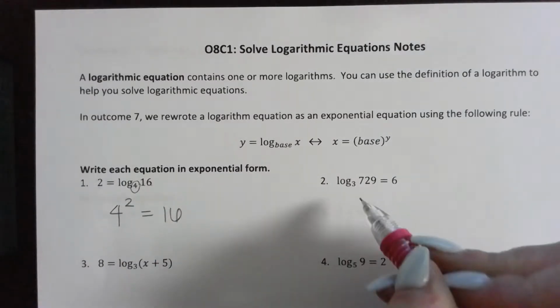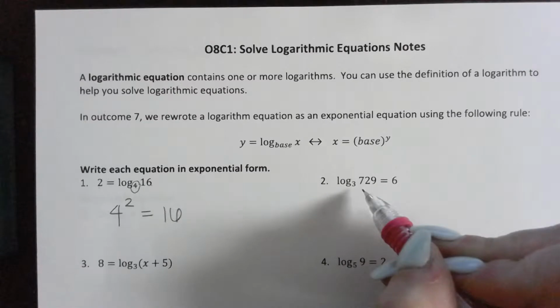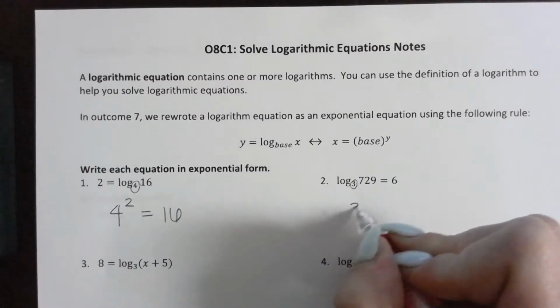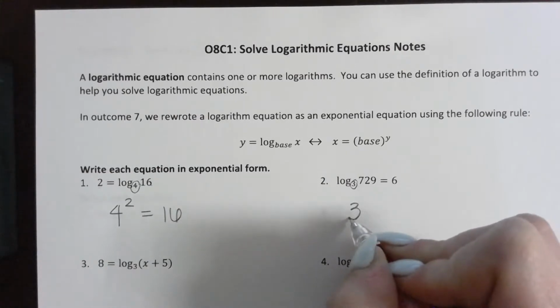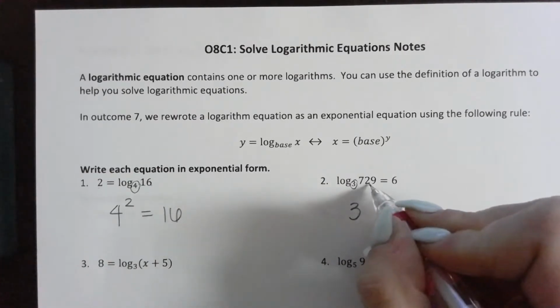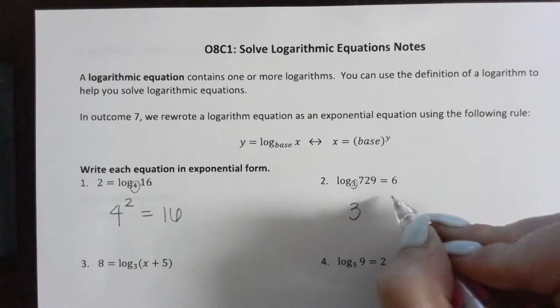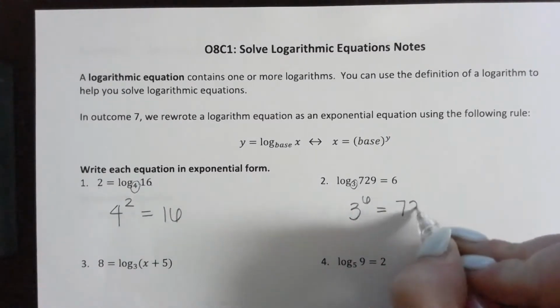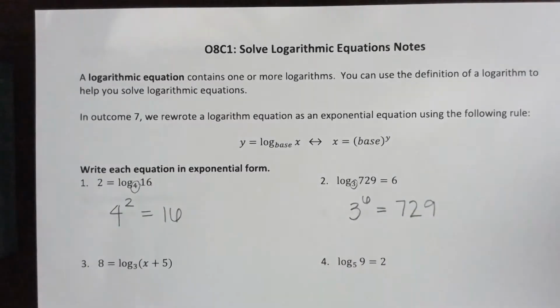In example number 2, my base is a 3, so I'll keep the base the same, and the 6 and 729 will switch spots, so 6 becomes the exponent, and it's now equal to 729.